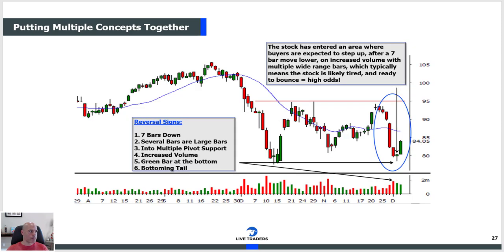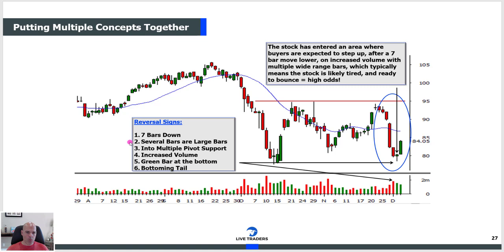We saw this same chart last week, so I won't spend a ton of time. But isn't this a perfect chart for multiple concepts converging in an area to make a trade more reliable? We saw this very chart last week in the lecture I gave. Seven bars down, several bars are large bars, into multiple pivot support, increased volume, green bar at the bottom, bottoming tail. That is six concepts converging in one spot. The odds of this failing are extremely rare because so many concepts are coming together in the same area.